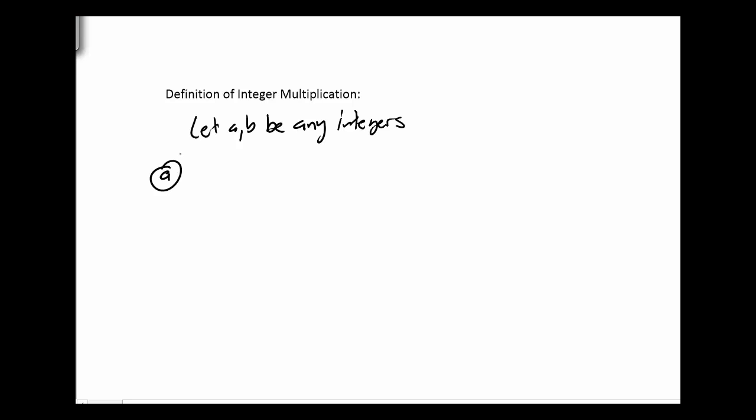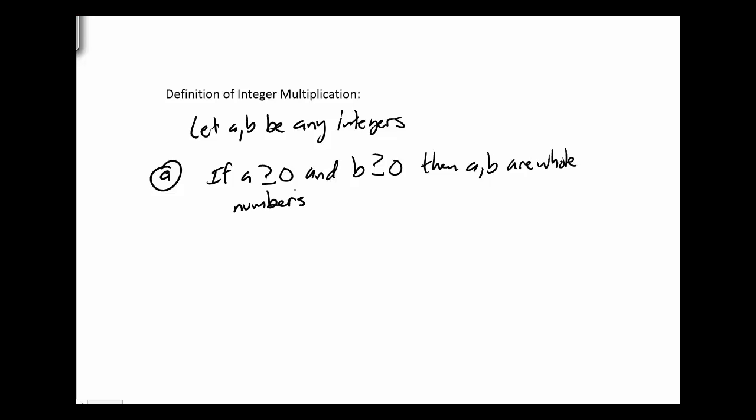Okay, so let's look at what the formal definition of integer multiplication would be considered. So we're going to let A and B be any integers. Okay, and then we're going to define a couple of statements. Statement, first one: if A is greater than or equal to 0 and B is greater than or equal to 0, then A and B are actually whole numbers, with product AB.